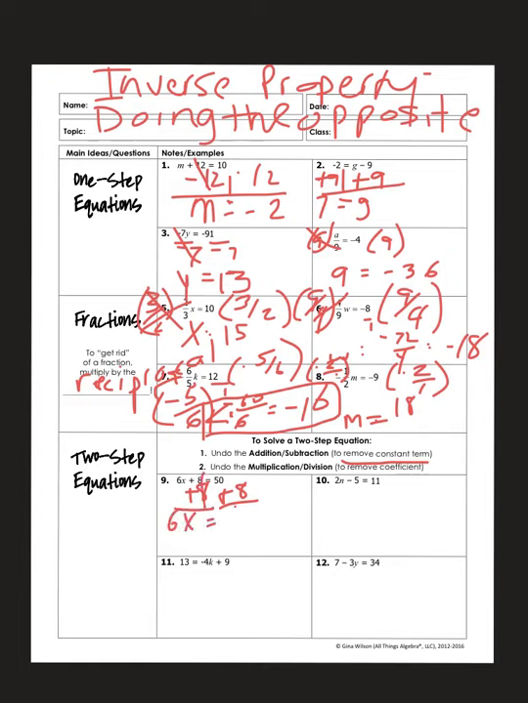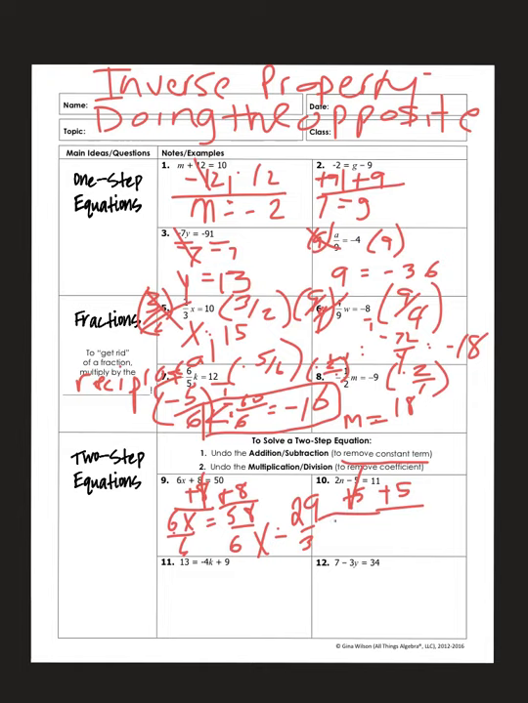6x equals 58. And then to get rid of the coefficient of the variable term, I'm going to divide by 6. And x equals, see, 29 divided by 3, 29 thirds. Number 10, in order to get rid of the constant term, I'm going to add 5 to both sides.